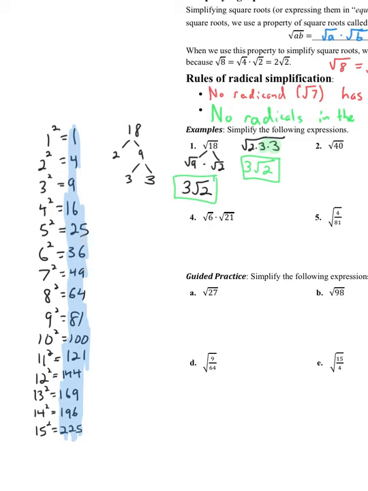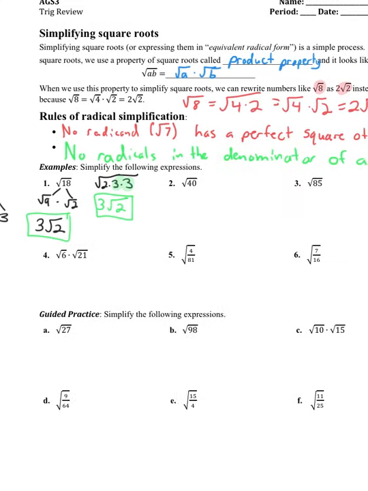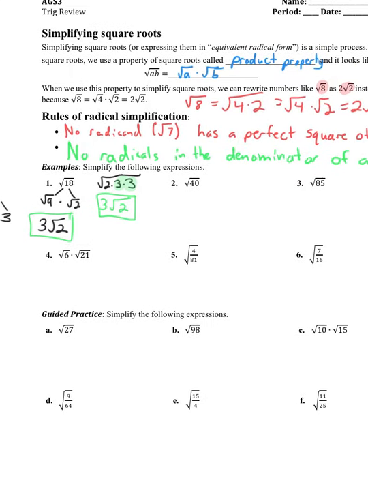Me personally, I like to look for the perfect square, and then I know I can pull that number out of the radical and square root it. Okay, that's the way I like to do it. All right, so second problem here, square root of 40, we could pull out a 2, and we'd be left with a 20. We could pull out another 2, and we'd be left with a 10. We could pull out another 2, and we'd be left with a 5.